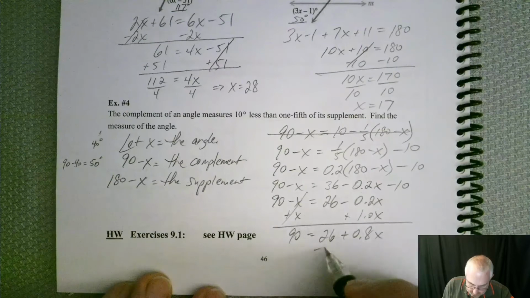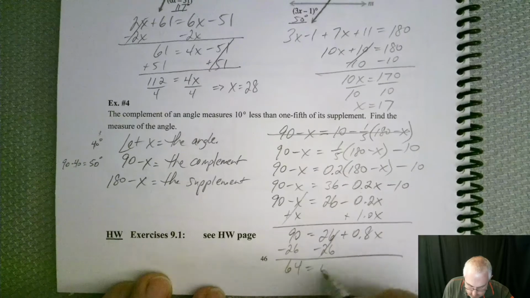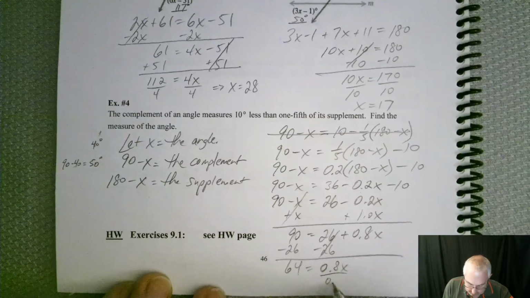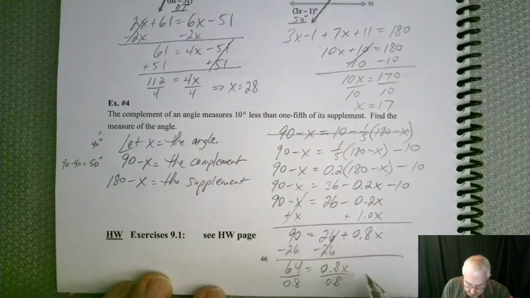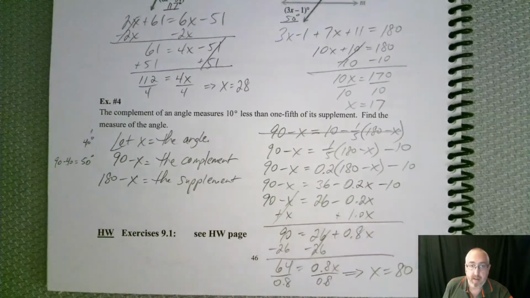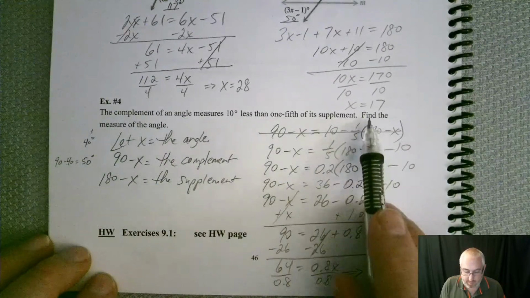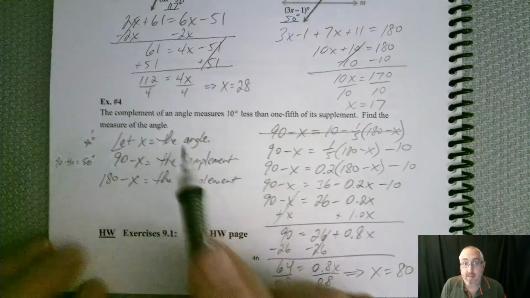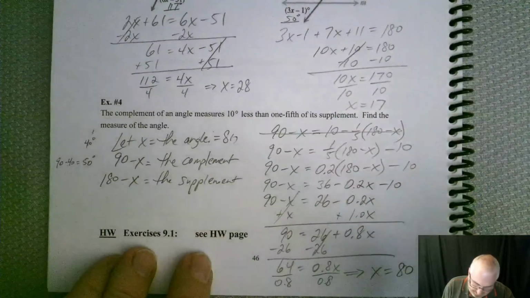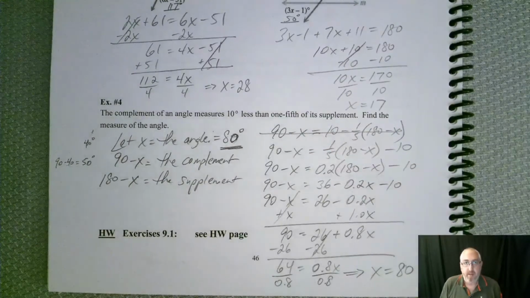All right, and now we're almost there. So we got 64 equals 0.8x. Let's divide by that 0.8. And so x better be 80. So what's our answer? What's the question you want to know? Find the measure of the angle. Well, the angle was x. X is 80. And we're done. Don't forget the degrees though. So 80 degrees is going to be our angle.